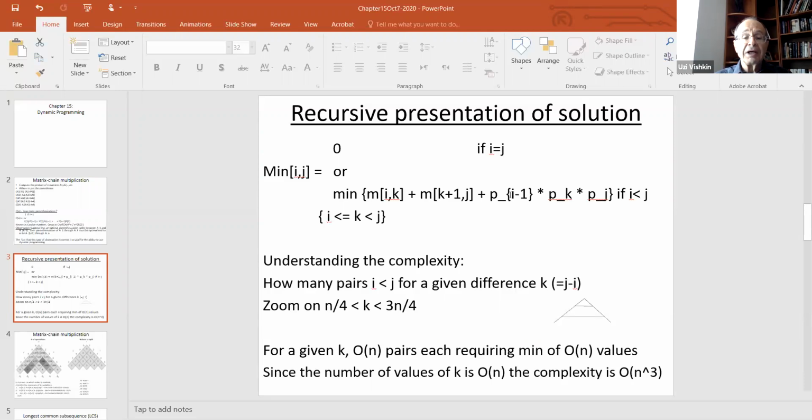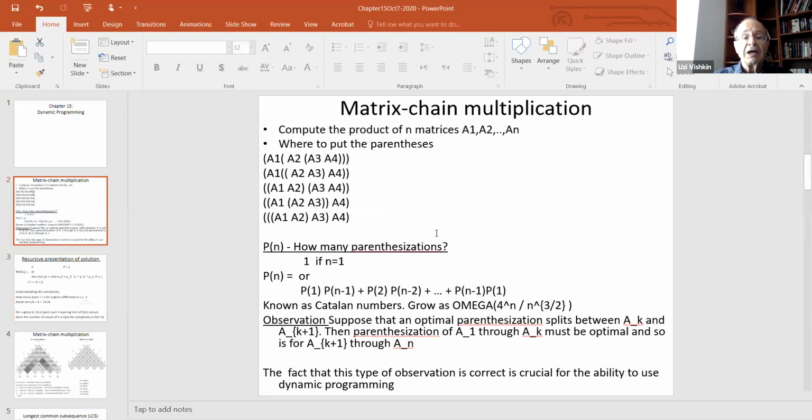I and J are two matrices, somewhere between 1 and n. So give me a sub-interval, if you will, that ranges between matrix AI and matrix AJ. In the beginning, I equals J, so there is nothing to do. And then, of course, you need to keep increasing the intervals.